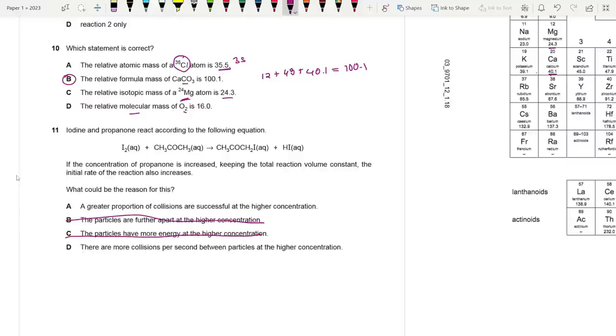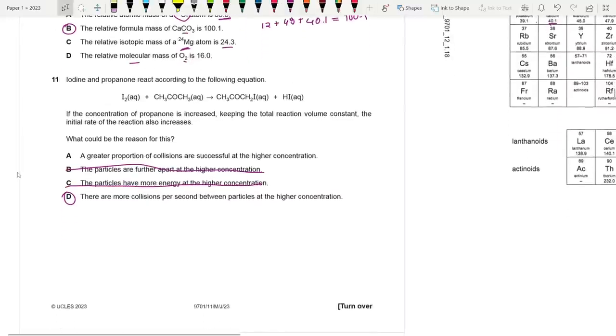A greater proportion of collisions are successful. There are more collisions per second between particles at the higher concentration. Okay, I think the better answer is D. Let me tell you why A is not correct. Because even if you increase the concentration, there will be more collisions now. But look, the proportion will still be the same.